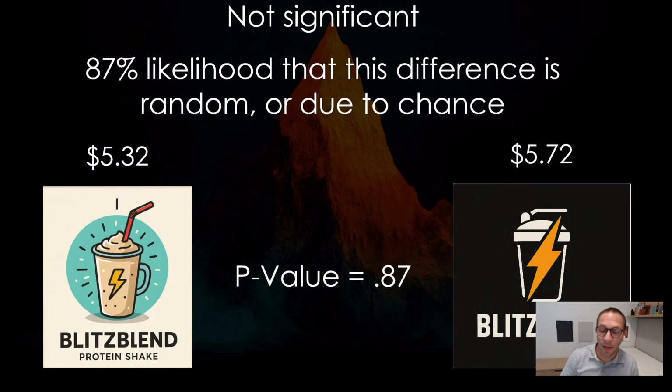However, if we had a p-value of 0.87, then there'd be an 87% likelihood that the difference between the two is due to chance. And that's really high, definitely not significant. And so what we do in these cases, I know this is going to be really hard to get in your head, is we would treat it as a tie. Yes, there's a 40-cent difference between the two, but because that difference has a high likelihood of being due to chance, we're going to treat it as if it was a tie.